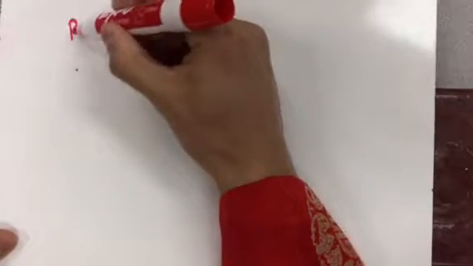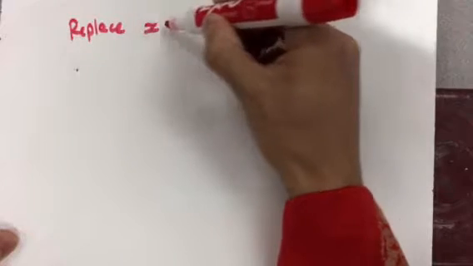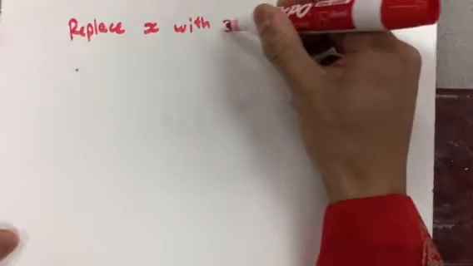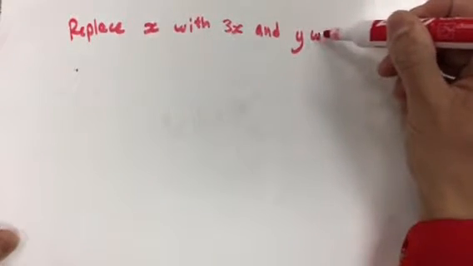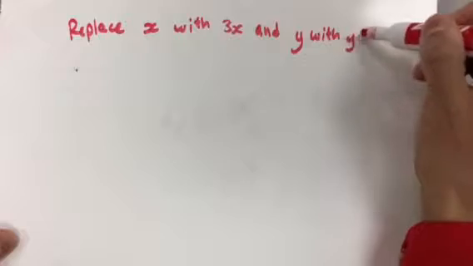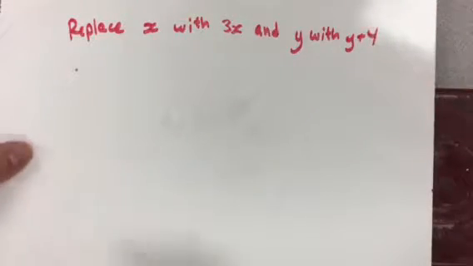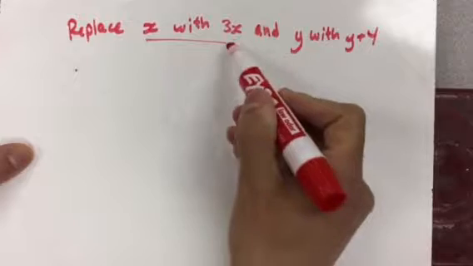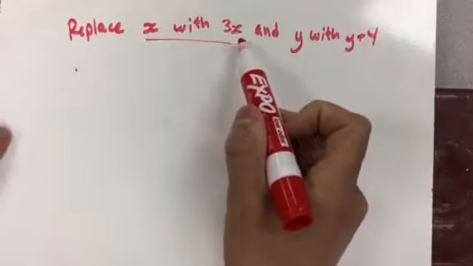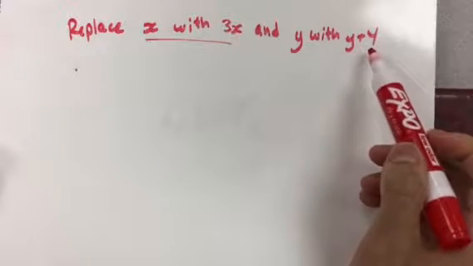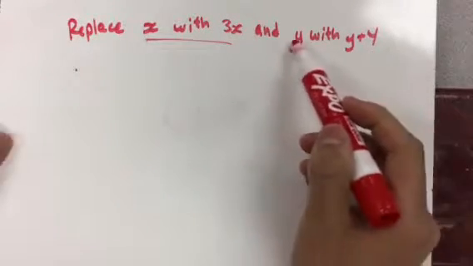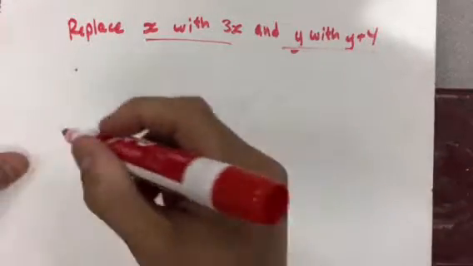All right, so the first thing we want to do is replace x with 3x and y with y plus 4. All right, so this first one is going to be a horizontal stretch about the y-axis by a factor of 1/3, and then we're going to have a vertical translation of 4 units down. All right, so those are the two transformations that we're performing here.